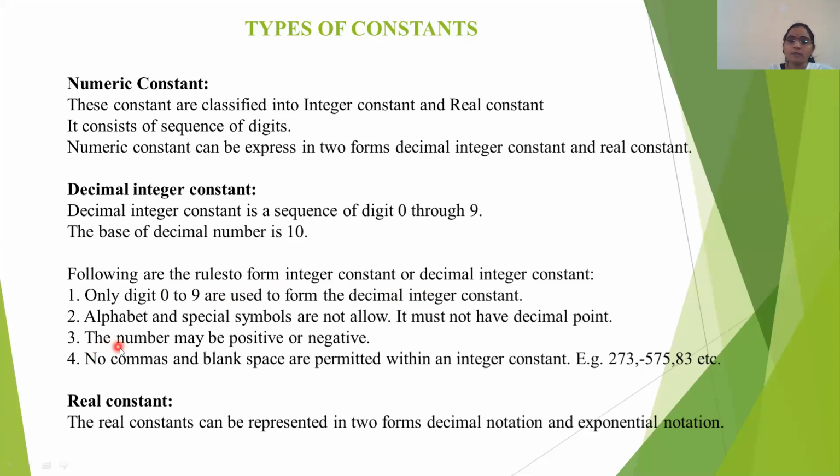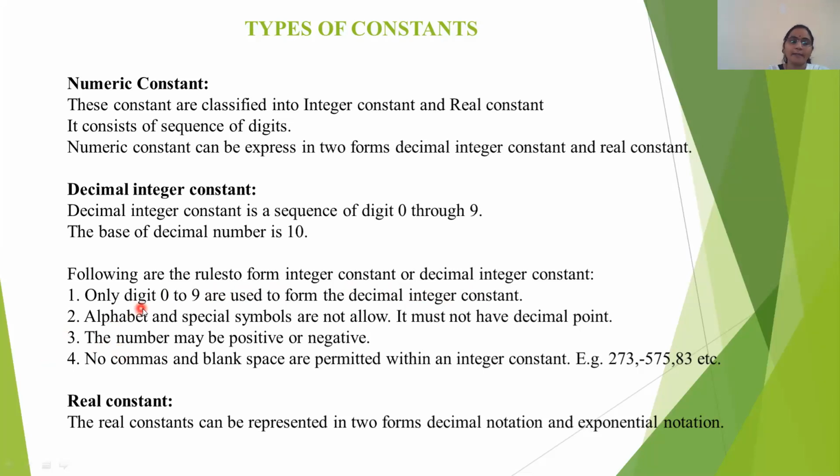Okay, the following are the rules to form the integer constant or the decimal integer constant. What are the different rules? In the examination, most of the time the question is asked on this topic. Define the constant and explain the various types of constant, or there may be the possibility of define the constants, explain the numeric constant as well, and also write the rules to form the integer constant or decimal integer constant.